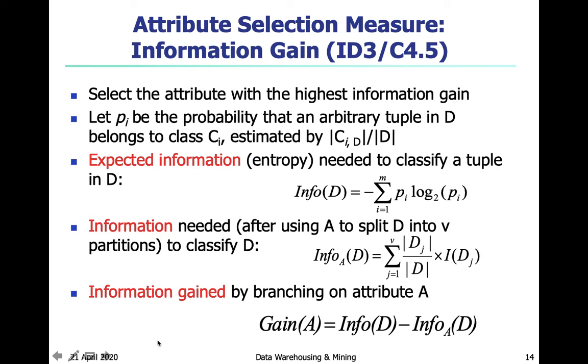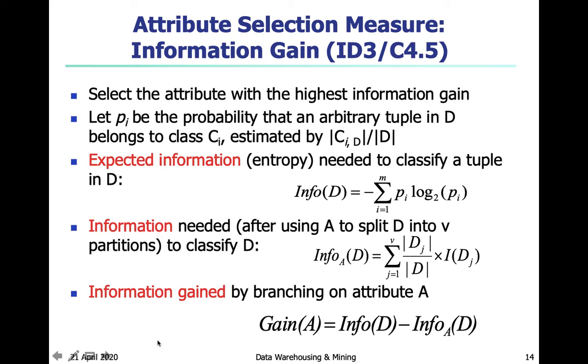The attribute selection measure provides a ranking for each attribute describing the given training tuples. The attribute having the best score for the measure is chosen as the splitting attribute for the given tuples. And if the splitting attribute is continuous valued, or if we are restricted to binary trees, then either a split point or a splitting subset must also be determined as part of the splitting criteria.